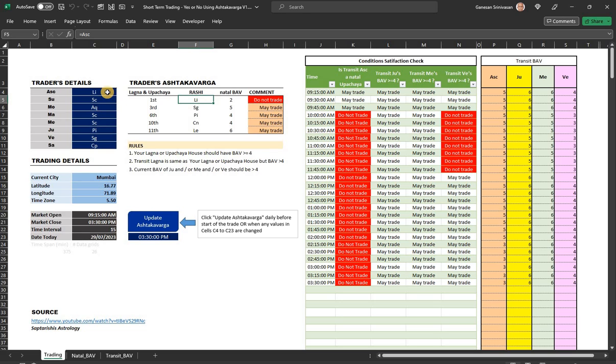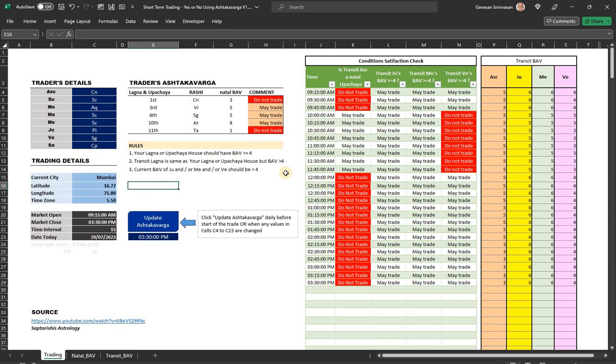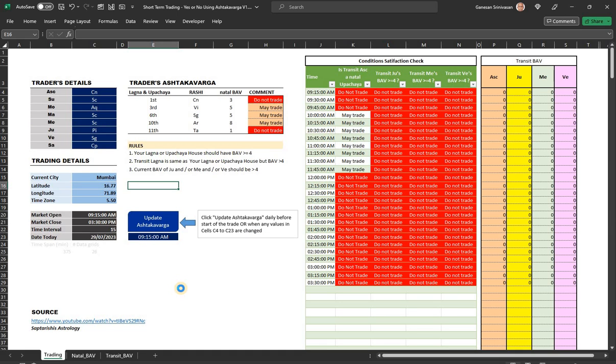In case you want to do it for some other person, you just change here. If you make a change here, this would not be proper, because of the Upachaya houses and all, so you better click here. If you have already generated the transit BAV, you don't have to, but if you have touched there, this is "click update Ashtakavarga daily before start of the trade, or when any values in the cells C4 to C23 are changed." So this is another person, so better click here once and then wait till it updates all the time values, since you have made a change in this region or in the transit region. If you make a change, better do it once more.